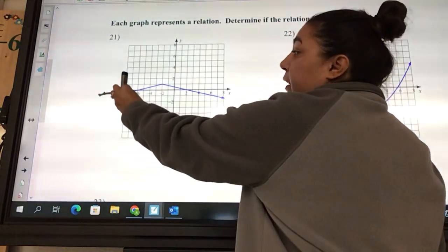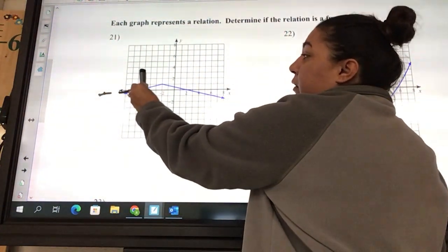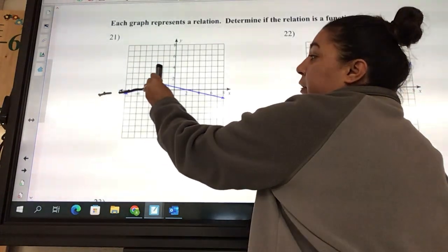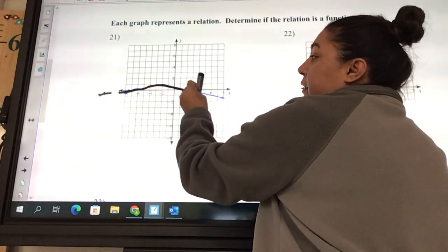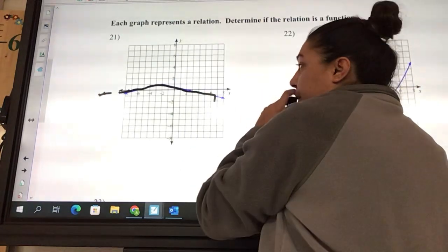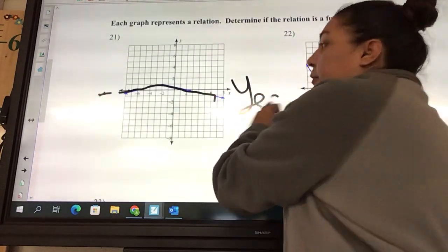So we can see here that it only touches my pencil once, it only touches my pencil once, it touches my pencil once. So, does this pass the vertical line test? Yes, so then yes, it is a function.